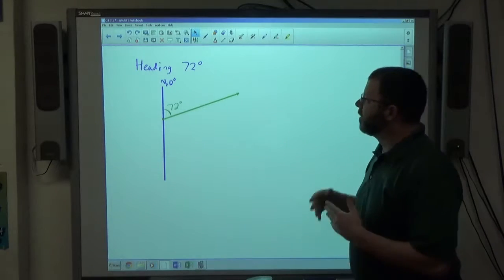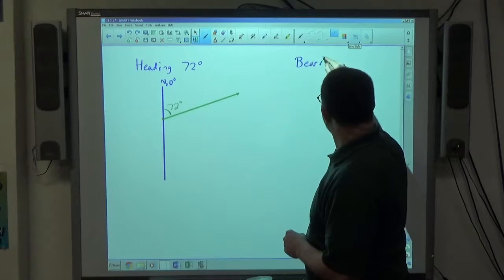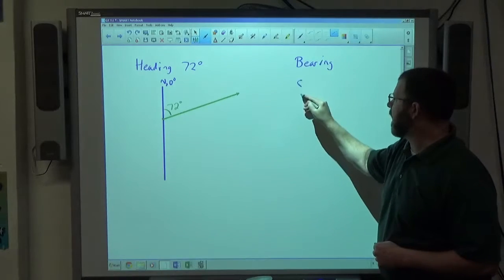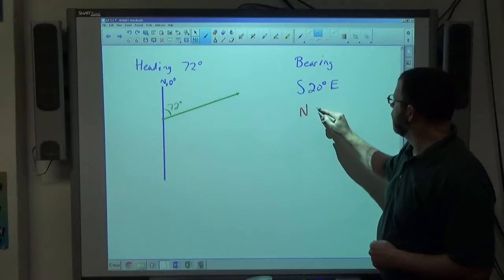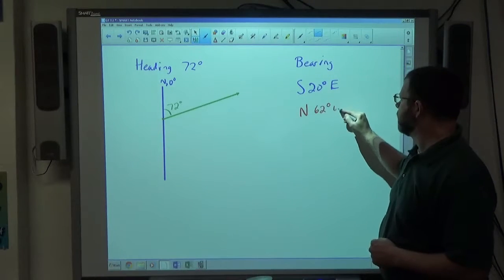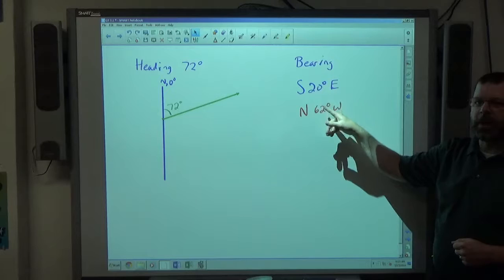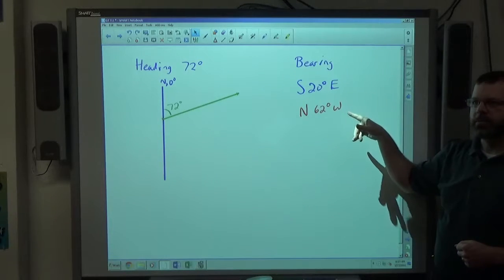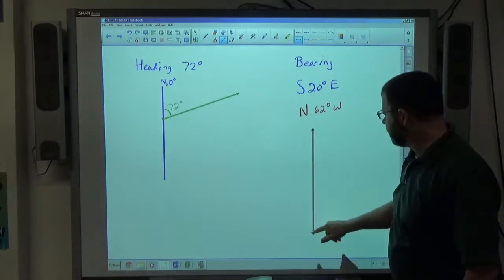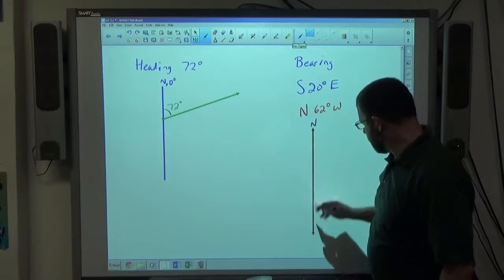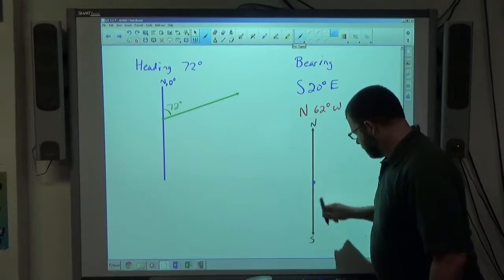Okay, the other thing we have is bearing. Bearing looks like this: south 20 degrees east, or north 62 degrees west. You're going to get a north or a south, some angle between 0 and 90, and then east or west. How it looks is this. If I just draw a north-south line like this, north up here, south down here. And let's just say I'm going from this spot right here.